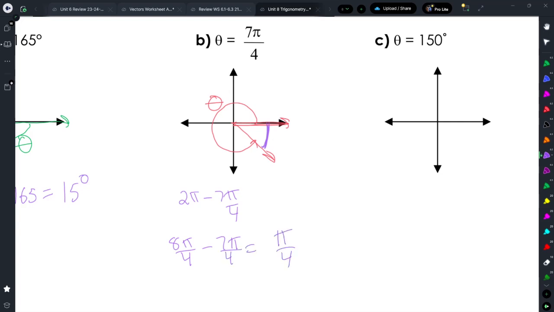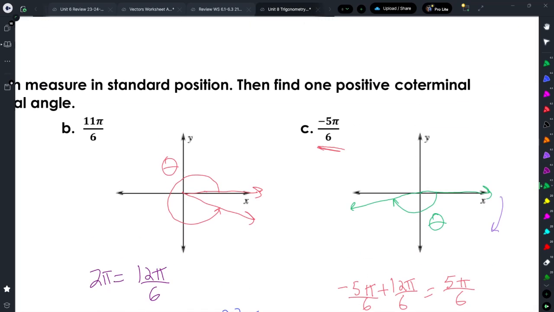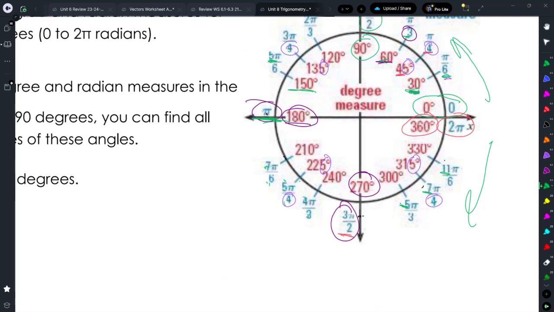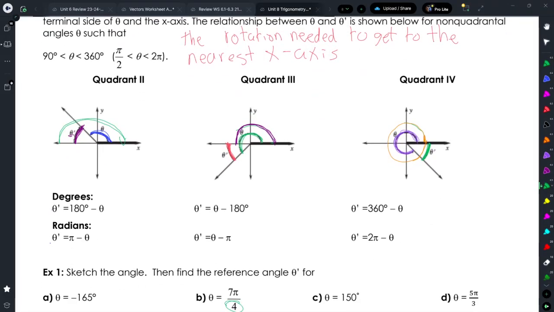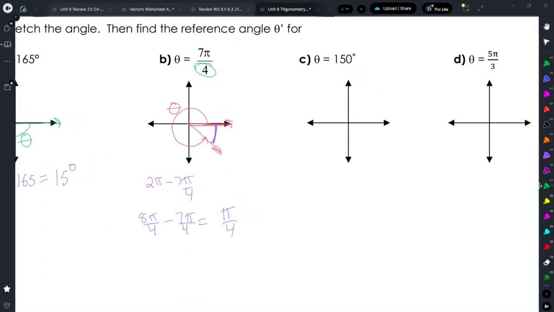That's my reference angle. Now, the neat trick with radians is that your reference angle is always going to be 1 pi over that same denominator, so 1 pi over 4. If I was in quadrant number 3, 5 pi over 4, the reference angle would still be pi over 4. 7 pi over 6, the reference angle would be pi over 6. So it's really nice when it comes to radians using those reference angles.